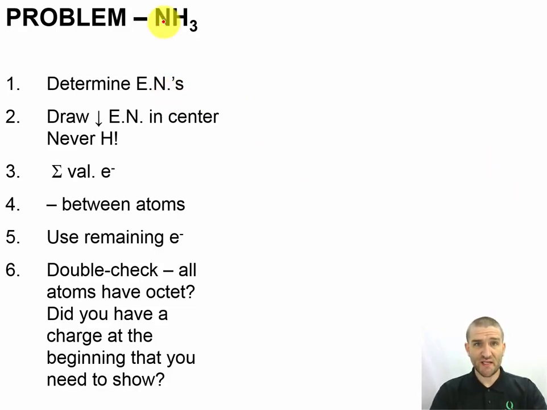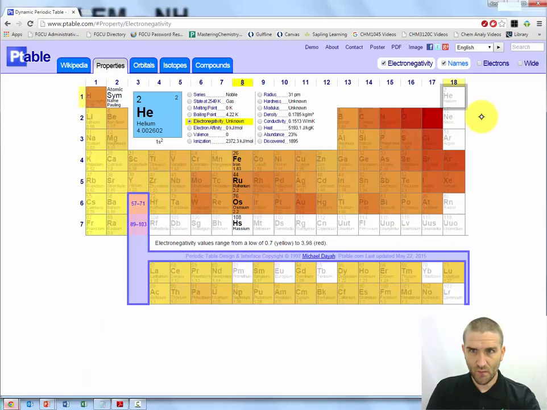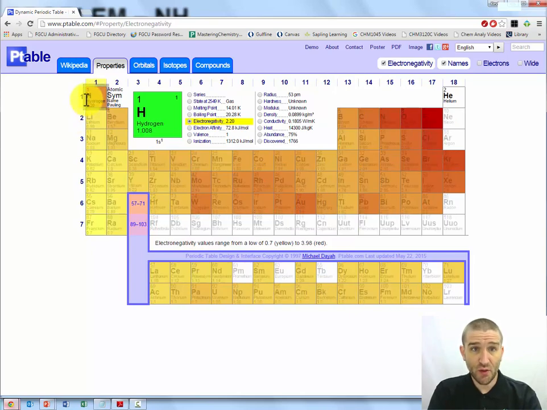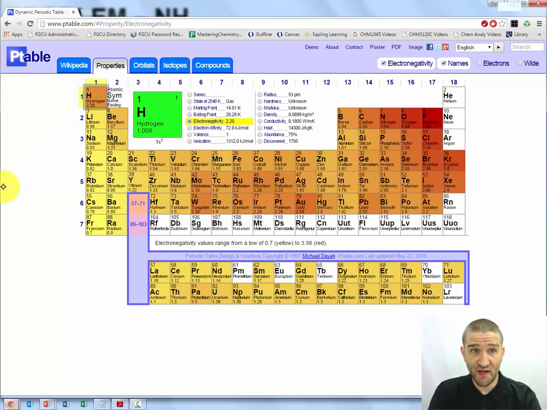So the first thing I need to do is compare their electronegativities. Without actually looking them up, I know that nitrogen is going to be higher in electronegativity than hydrogen. If I actually want to know them, I can pull them up like this. For nitrogen, electronegativity is 3.04, and for hydrogen, this says 2.2. We're used to seeing 2.1, so you're going to see different values from different places, and that's fine.